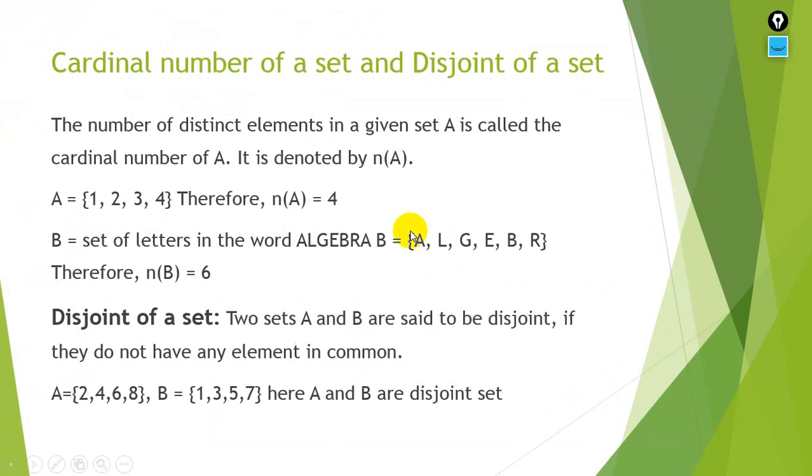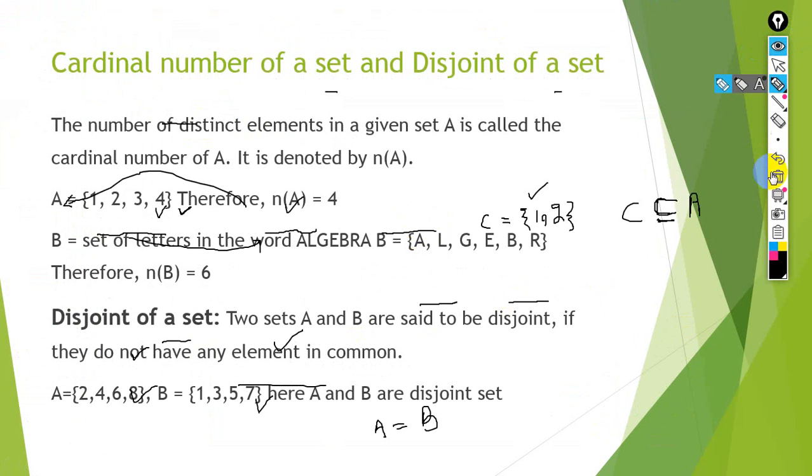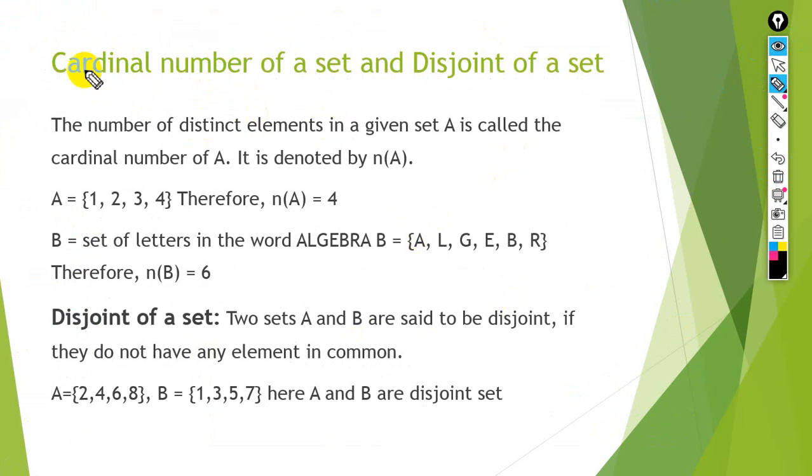Next we have the cardinal number of a set and disjoint sets. So cardinal number of a set, what does it mean? It means the number of elements in a set is called the cardinal number of a set. For example, a set A has 1, 2, 3, 4. So what will be the cardinal number of this set? Here we have 4 elements, so the cardinal number of this set will be n(A) is equal to 4.